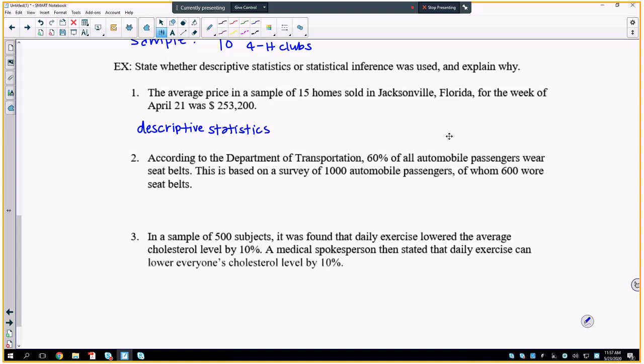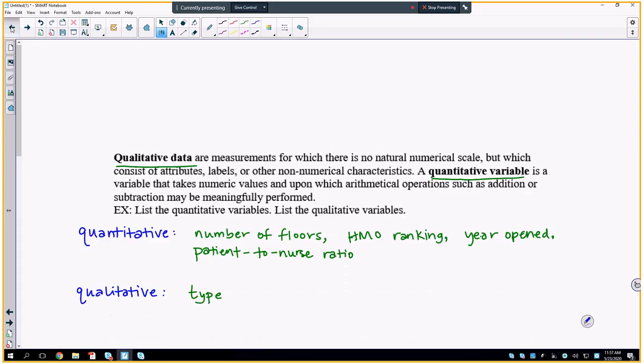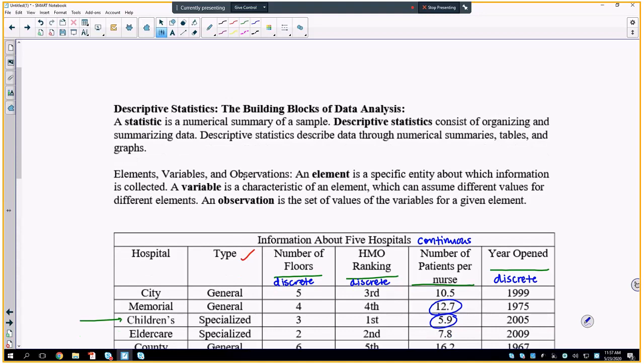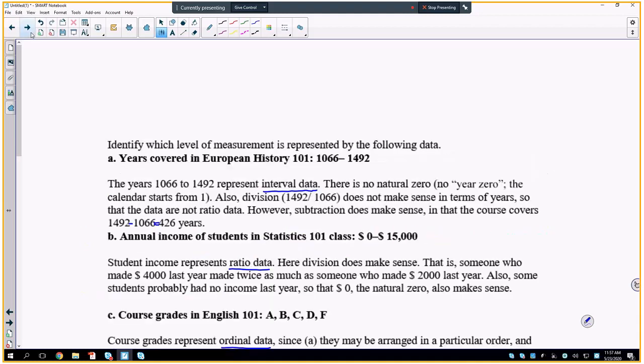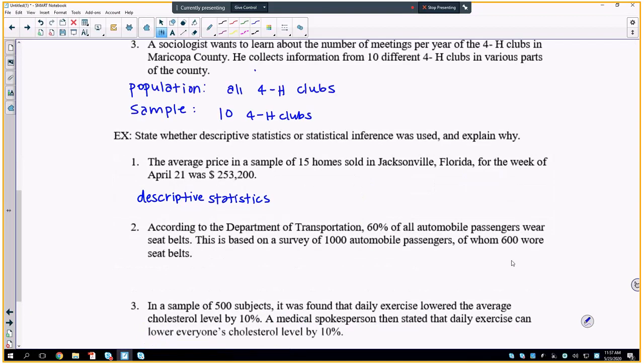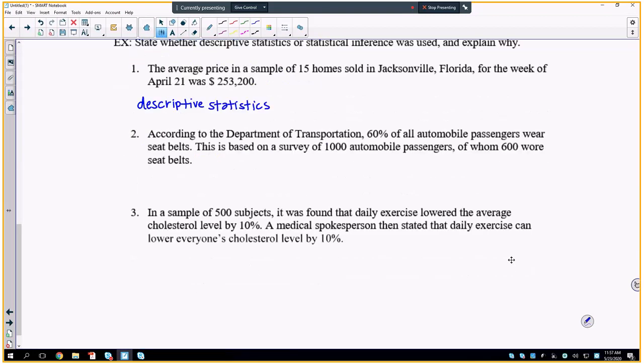Let's go back and remind ourselves of the definition of descriptive statistics. Descriptive statistics consists of organizing and summarizing data. Descriptive statistics describe data through numerical summaries, tables, and graphs. And so that's what we have here.